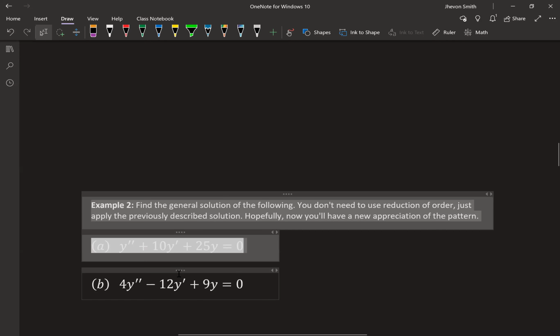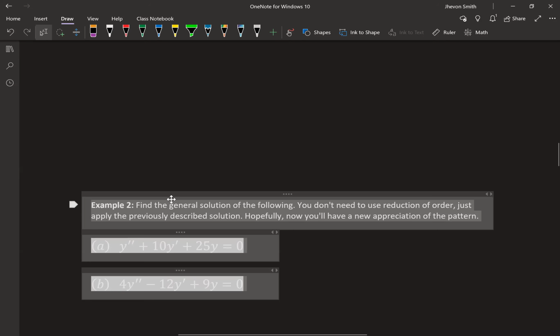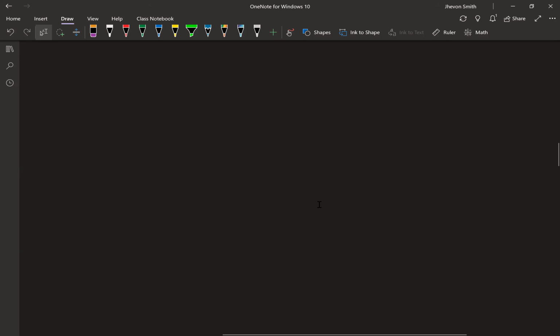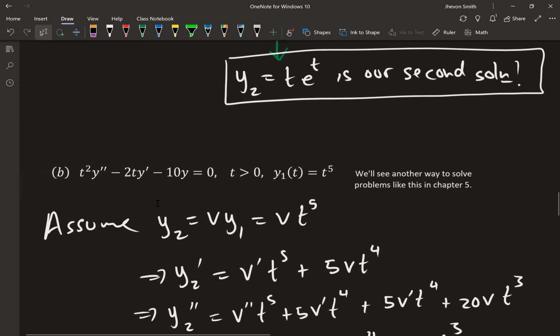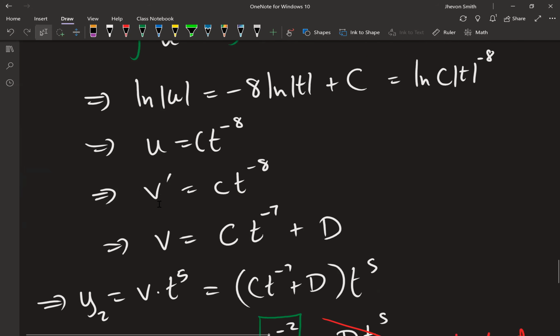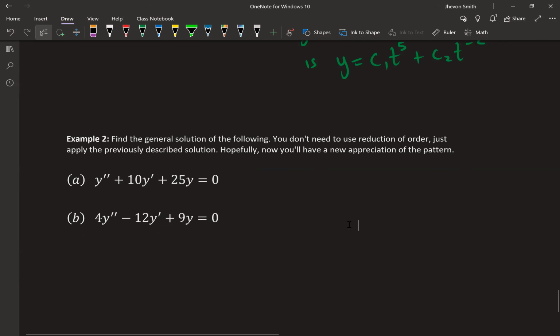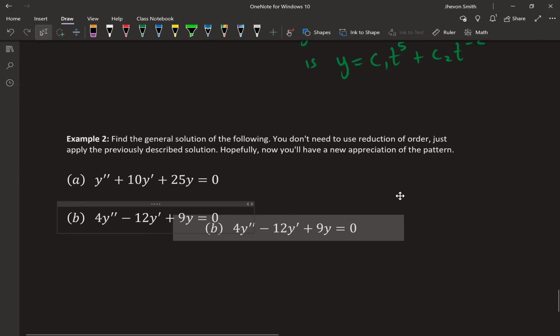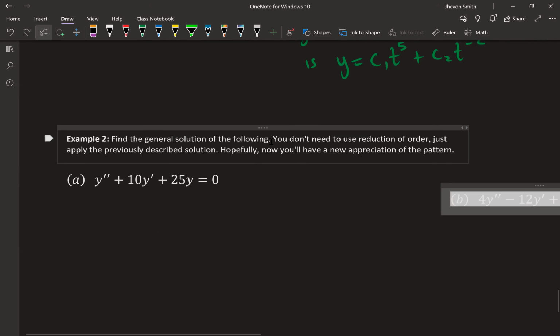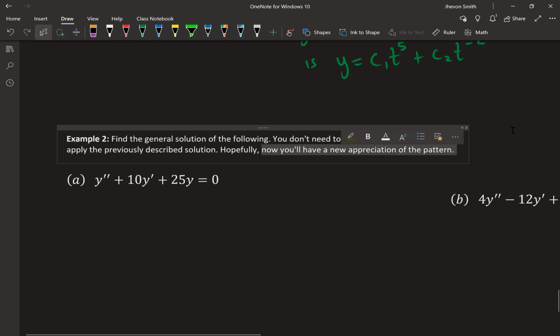And for these ones, now at this point, you would have gone the entire weekend before seeing this section again. So at this point, I expected you guys to have forgotten a little bit of what we spoke about today. But right now, you can just find the general solution of the following. You don't need to use reduction of order. Just apply the previously described solution, which is what I gave you in the table. And hopefully now you'll have a new appreciation for the pattern, why there was a t attached to one of them.